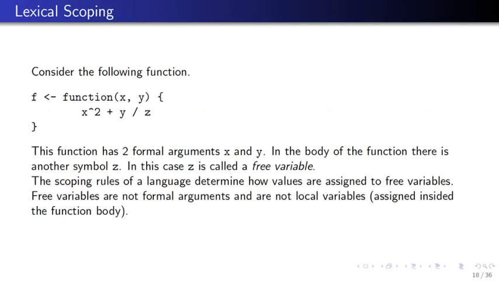So take a look at the following function. This function has two formal arguments, called x and y. The body of the function basically squares x and adds the ratio of y divided by z. Okay, so x is clear and y is clear, but where did z come from? In this case, x and y are formal arguments, but the symbol z is what's called a free variable because it wasn't defined in the function header. So the question is, what value do we assign to z, assuming that values were inputted to the function for x and y? The scoping rules of the language determine how we assign a value to something like z, which is a free variable.